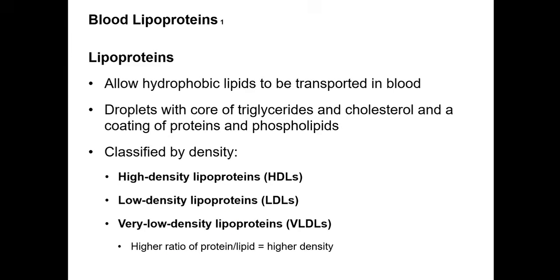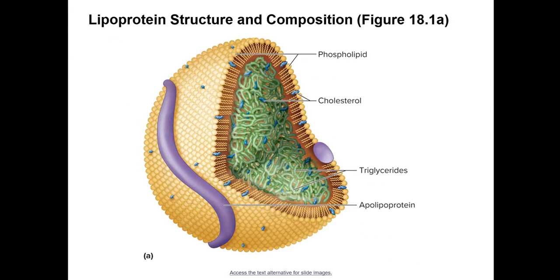So now let's take a look at lipoproteins. Lipoproteins are carrier structures that allow hydrophobic lipids to be transported in the blood. So they basically bind with these lipids and help transport them through the blood. And there are 3 different types of lipoproteins that are classified based off of their density. We have high density lipoproteins, low density lipoproteins, and very low density lipoproteins. So let's start with the low density and very low density lipoproteins first, and then we'll get into the high density lipoproteins. So here you can kind of see that lipoprotein structure and composition.